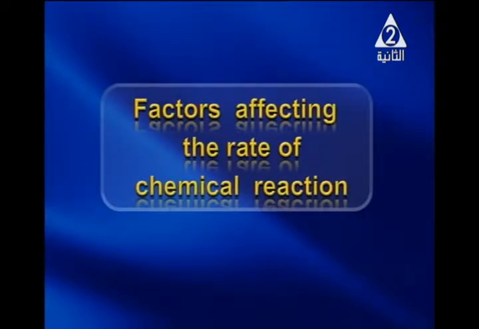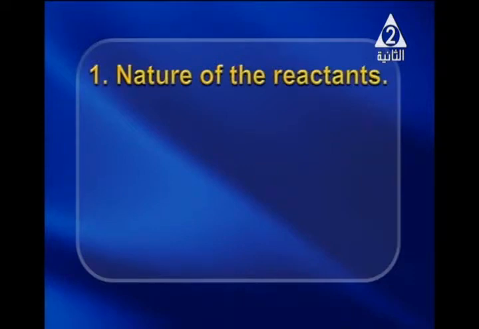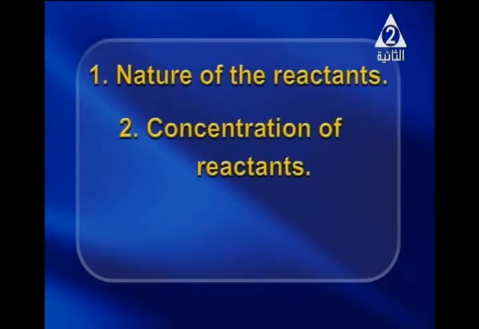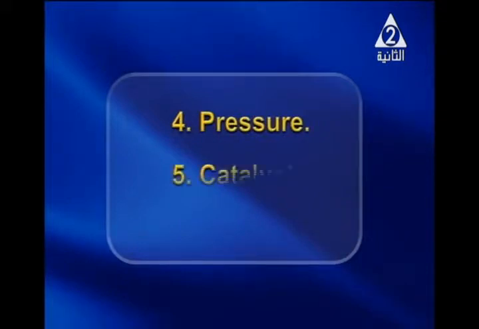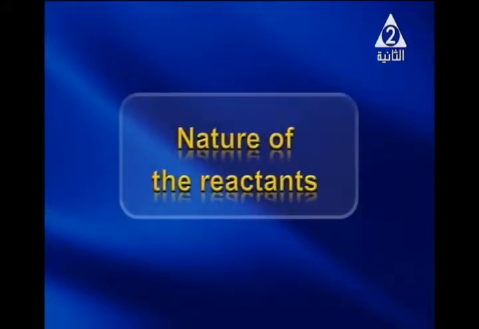Now, my dear students, we are going to discuss the factors that affect the rate of chemical reaction. There are 6 factors. Number 1, nature of reactants. Number 2, concentration of reactants. Number 3, temperature of reaction. Number 4, pressure. And 5, catalyst. And the last one is light. We are going to discuss each factor in detail. We are going to discuss first the nature of the reactants.